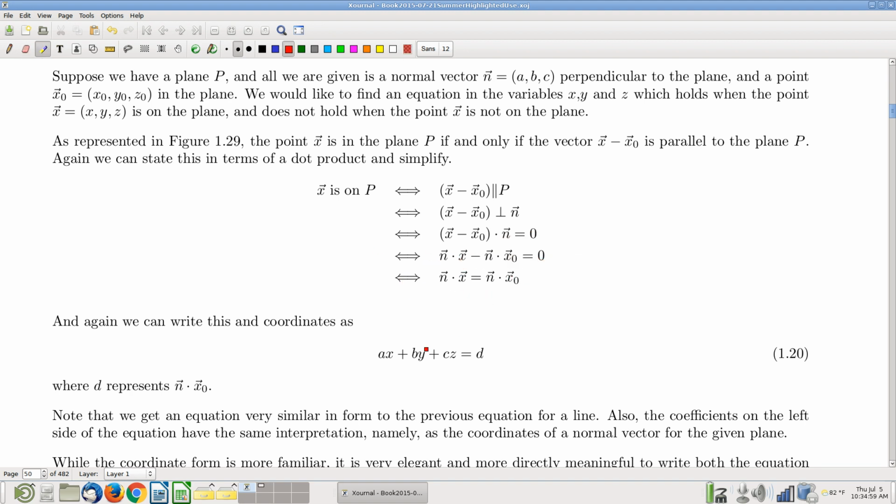And again, these numbers A, B, and C are very geometrically natural. Those numbers A, B, and C are simply the coordinates of the normal vector. Right? So when you see Ax plus By plus Cz equals D, just peel straight off of that equation. Oh, A, B, C means something. ABC is my normal vector. Sweet.